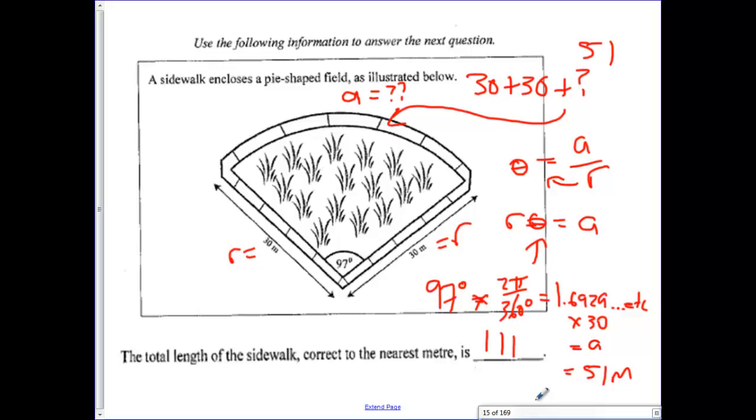Okay, so we times 97 by 2 pi over 360 to make radians. Yes. And you got 1.69 radians. I'm just wondering why we did all that stuff on the last page, taking out pi. We're not taking out pi right now.